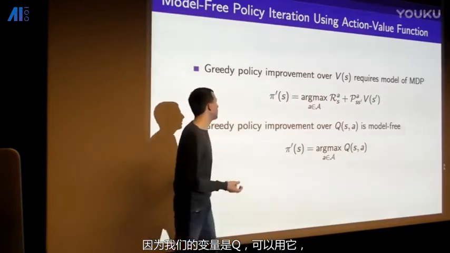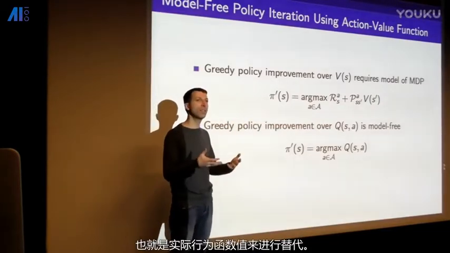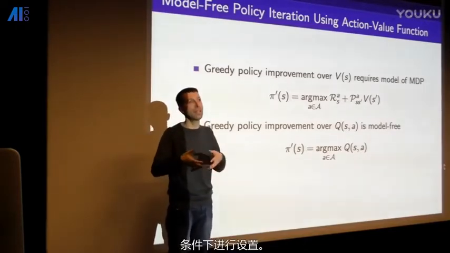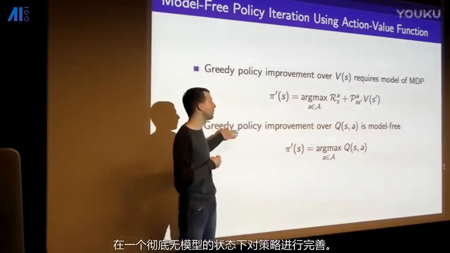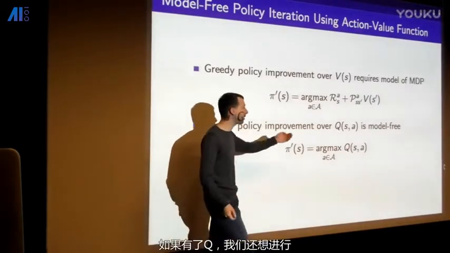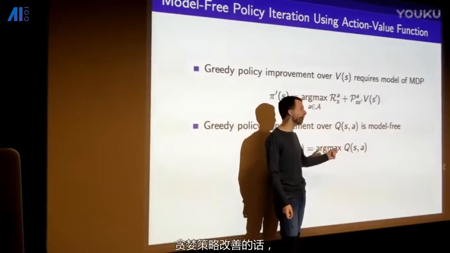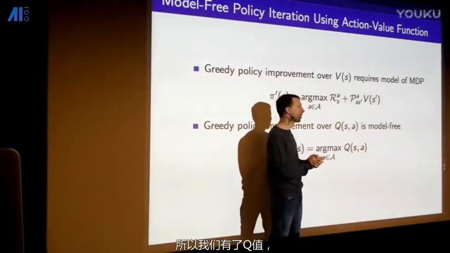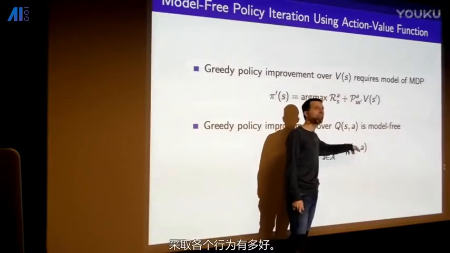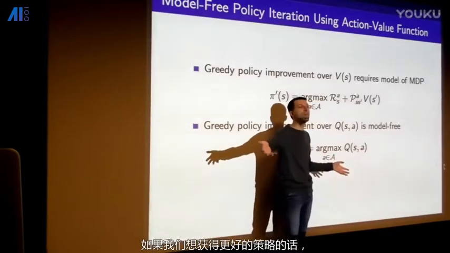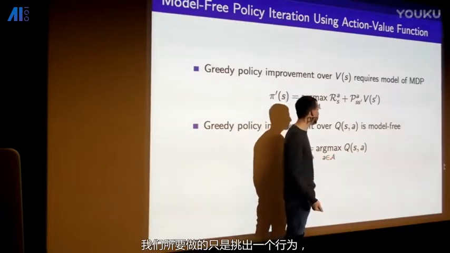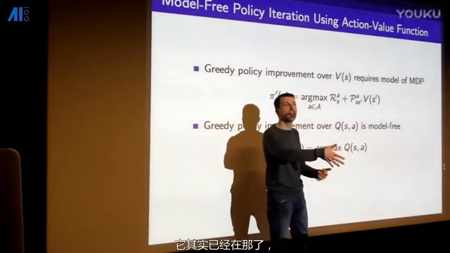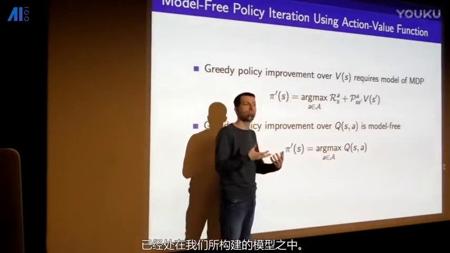So the alternative is to use Q. The alternative is to use action value functions. Action value functions enable us to do control in a model-free setting. The reason is that we can do policy improvement in an entirely model-free way. If we have Q and we want to do greedy policy improvement, all we need to do is maximize over our Q values. The Q values tell us from each state how good it is to take each different action. Now if we want to make a better policy, what do we do? Well, we just pick the action that maximizes our Q values. That's the best action. It's immediate. You don't need a model to roll anything forward. It's already there in the structure that we've created.